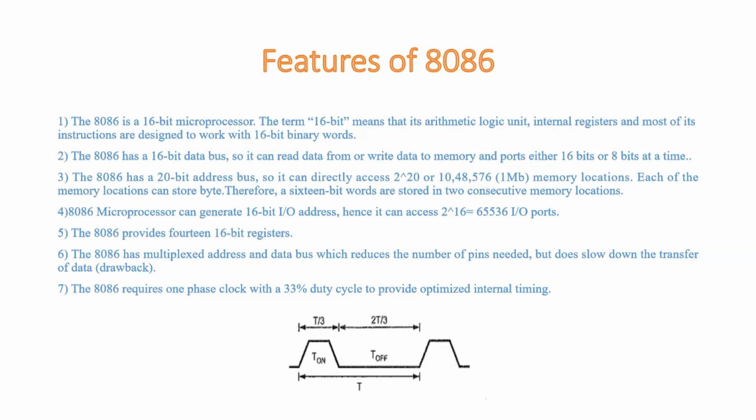It has a 33% duty cycle, that is, the ON period is only T by 3, that is 1 by 3. So 1 by 3 into 100 is nothing but 33%. So the ON period is only 33% and the OFF period is 67%.